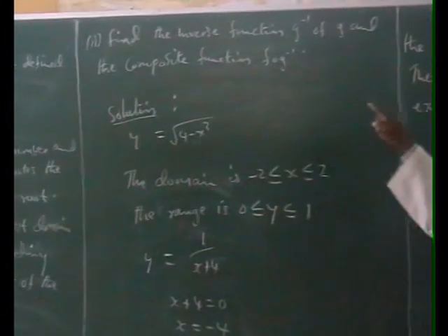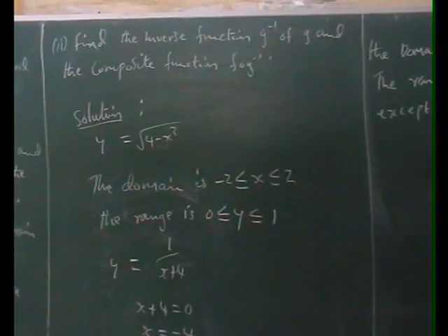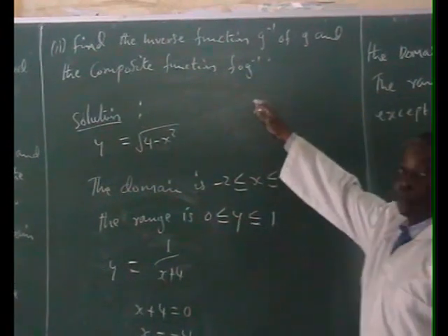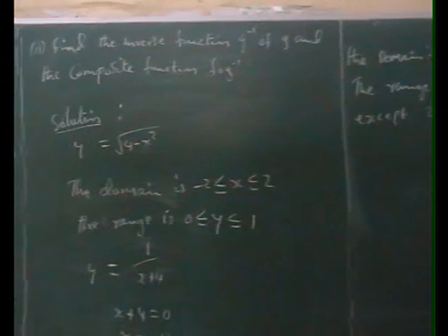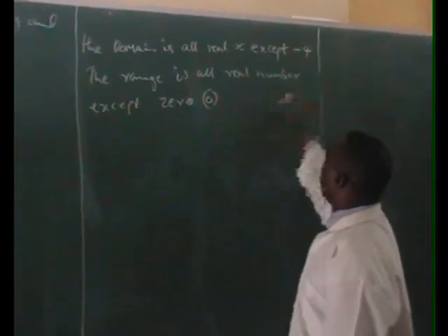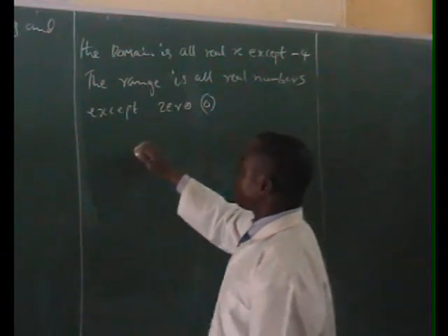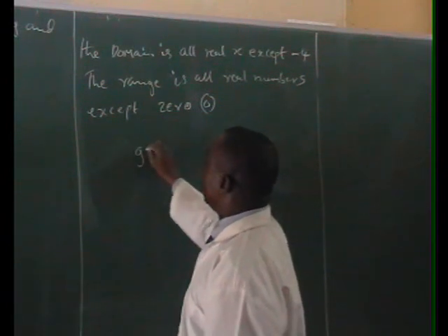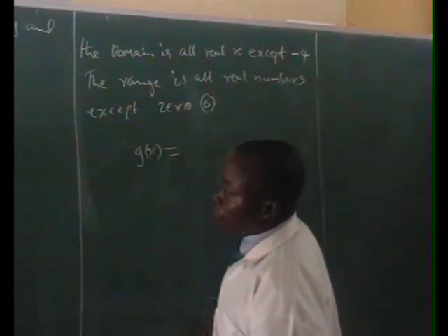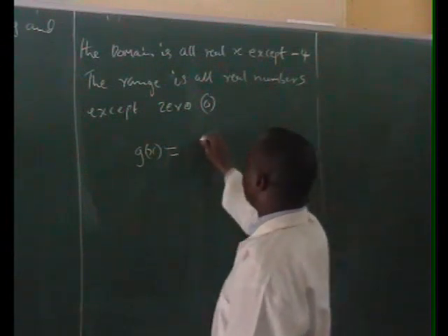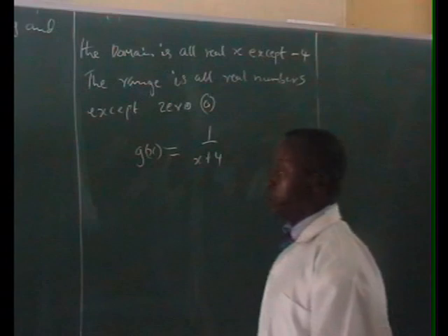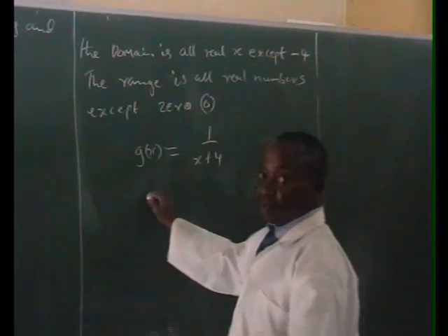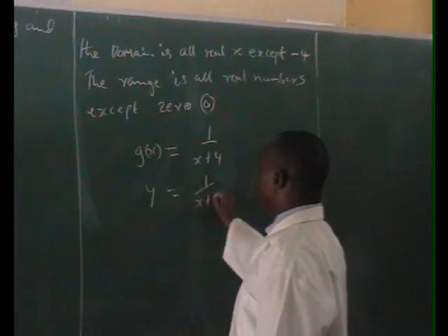We are asked to find the inverse function, G inverse, and the composite function, F composite G inverse. Now we are going to look at it in this way. We are going to find the inverse first. We know that G of x is equal to, from the question, 1 all over x plus 4. Now we let G of x be equal to y, so that we can replace our values. So y will be equal to 1 all over x plus 4.